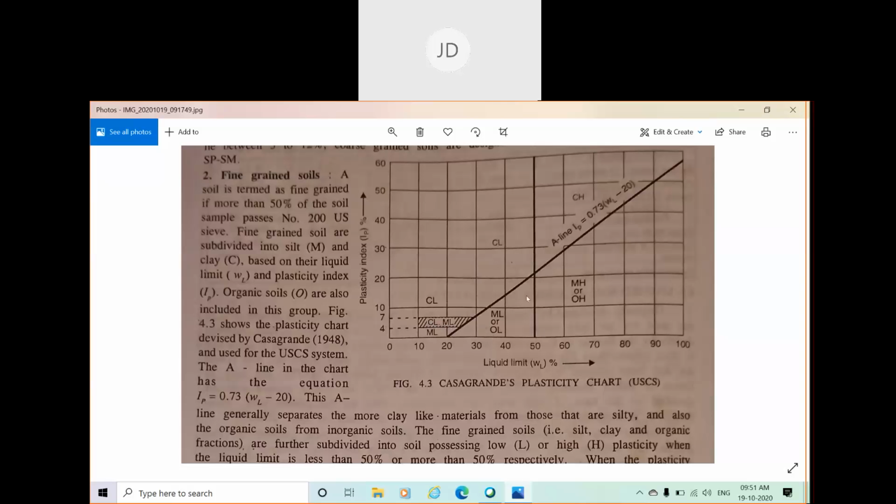Since it is on the left side of this line, it will be L. It cannot be H. So L will be common, but it is also denoted by C and M. Okay. Fine.